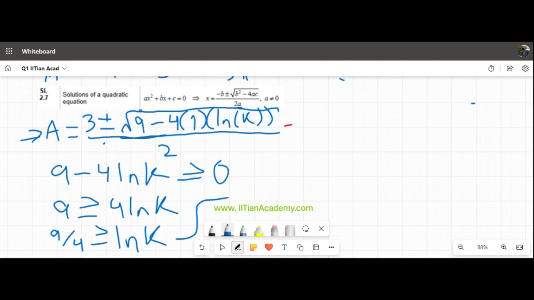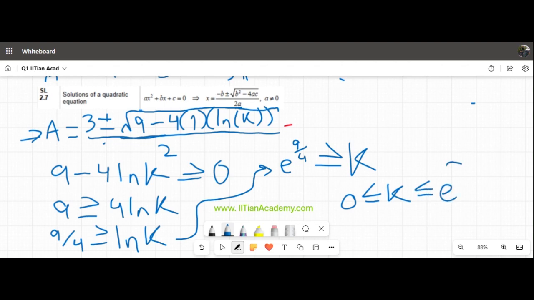Then continuing over here, we can exponentiate both sides. So we get e to the power of 9 over 4 is greater than or equal to k. Or we can say k is less than or equal to e to the power of 9 over 4. And since k must be positive, we know that k must be greater than 0 and less than or equal to e to the power of 9 over 4. And that will be the range for our value k.